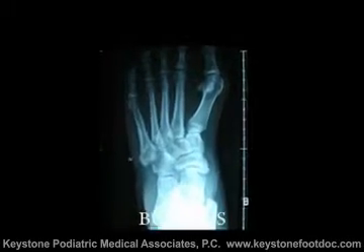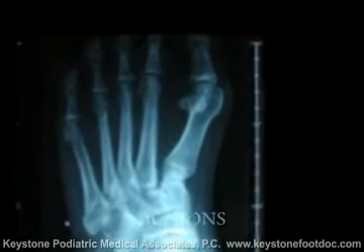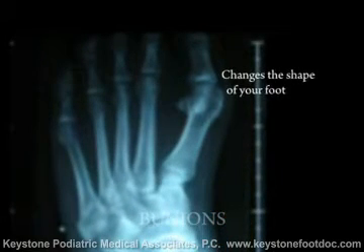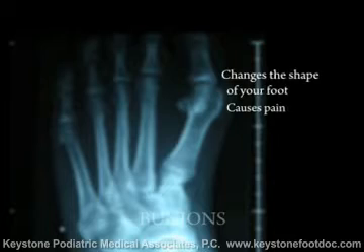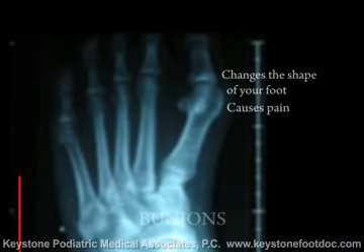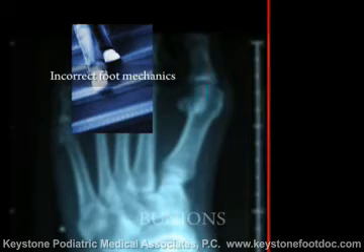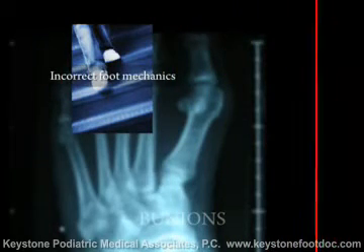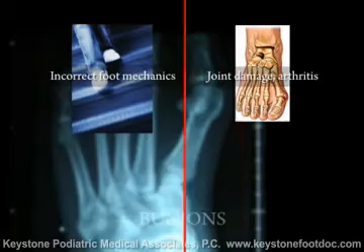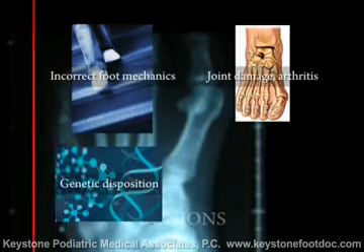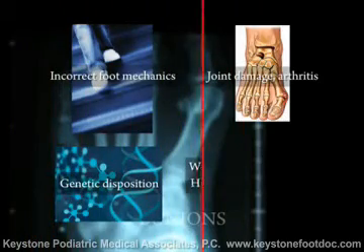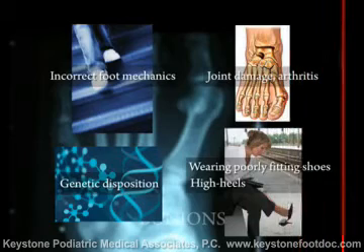One of the most common problems having to do with the big toe is a bunion. It changes the shape of your foot and causes a lot of pain. A bunion is usually caused by incorrect foot mechanics, such as a foot that flattens too much, joint damage, arthritis, or a genetic disposition to developing bunions. Wearing poorly fitting shoes and high heels will make the problem worse.